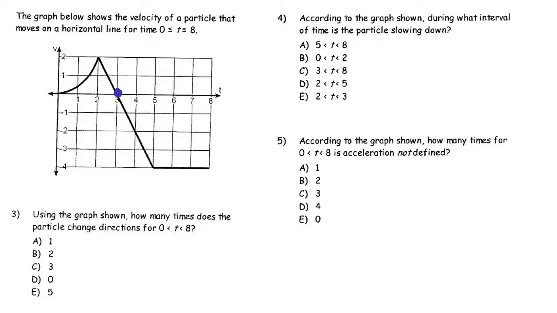Notice that the velocity here is positive. So if my velocity is positive, then the particle is traveling to the right. And then down here, velocity is negative. So that means that my particle is traveling to the left. And so how many times would my particle change directions? Well, it looks like it changes directions once at t equals 3.